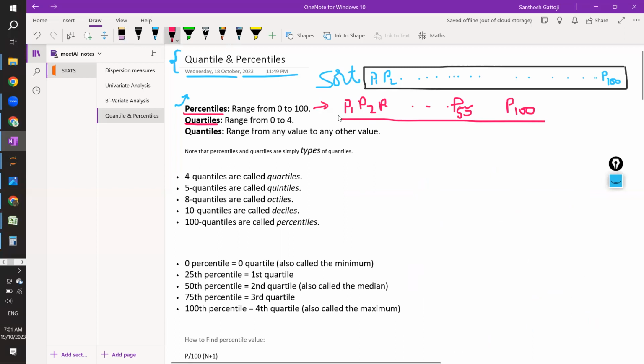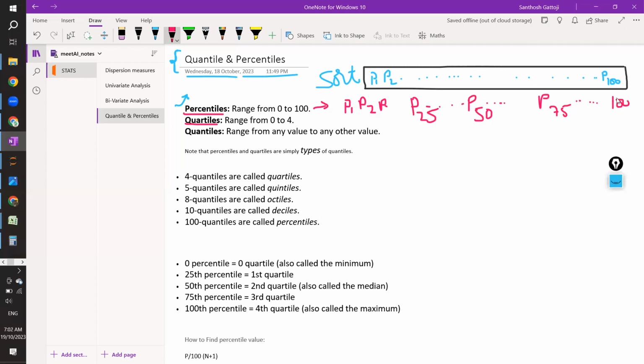Just for our understanding, I have listed it down here. Percentiles are just 100. So over here you will have P1, P2, P3, somewhere P25, that means the 25th percentile, then somewhere the 50th percentile, then the 75th percentile, then the 100th percentile. These are the 100 percentiles you have. But now if you consider 25 at a time, how many parts will it get divided into? 4 parts, 100 by 4, 25. Each part is called a quartile. That's it. 4 quantiles are called quartiles.